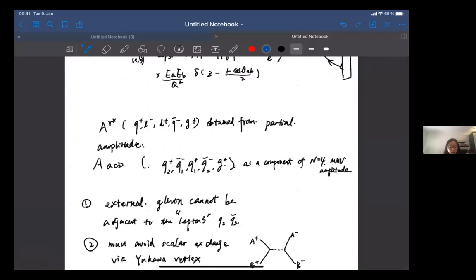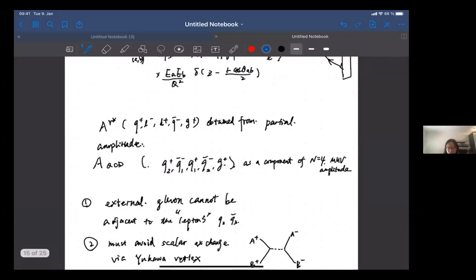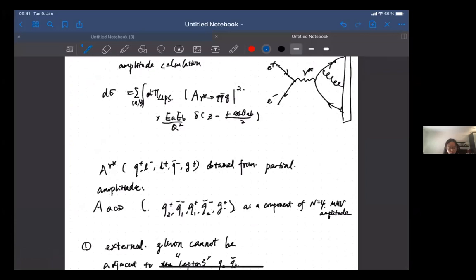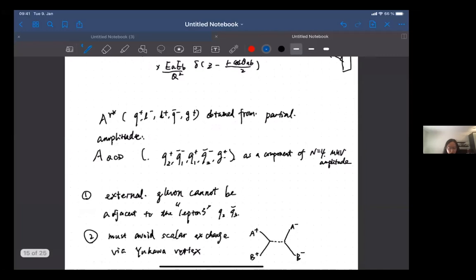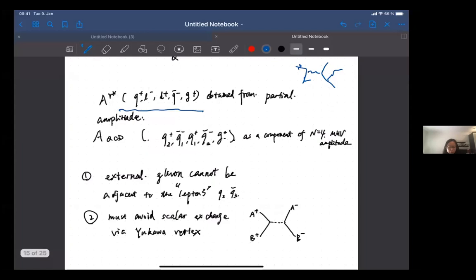The QCD amplitude can be seen as a component of the N=4 amplitude. In particular, in this case, although we have a pair of electrons, not just quarks and anti-quarks, there's still a way to embed this 5-point scattering amplitude into the N=4 super amplitude. Let me explain. If you have this helicity configuration in the final state, at tree level you can write down Feynman diagrams like this. The electrons behave just like quarks, and the photon behaves just like a gluon. So it can be related to the QCD amplitude with this particular type of helicity configuration.